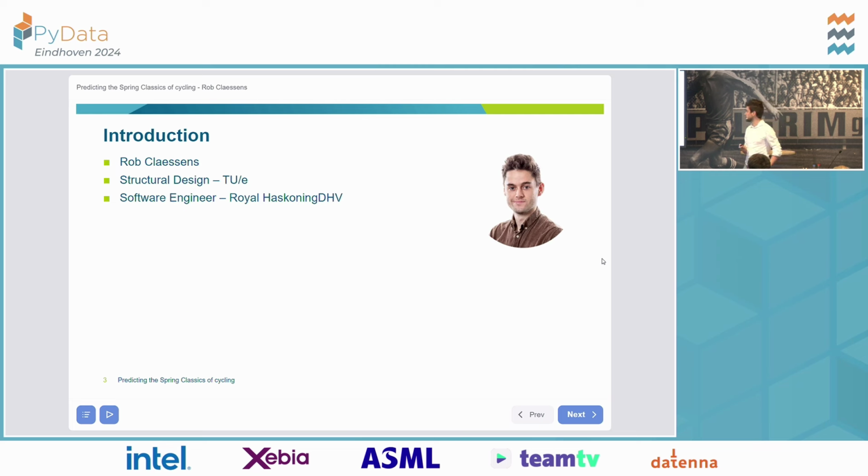First of all, a bit about myself. I am Rob Claessens. I studied structural design at the Technical University of Eindhoven and then started working at Royal Haskoning DHV, which is a consulting and engineering firm in the Netherlands. Over the years, I sort of evolved into being a software engineer. So I'm involved in automating and standardizing our workflows within the company.